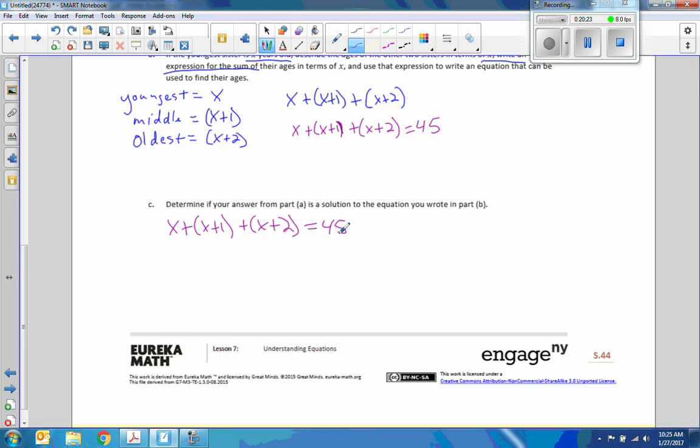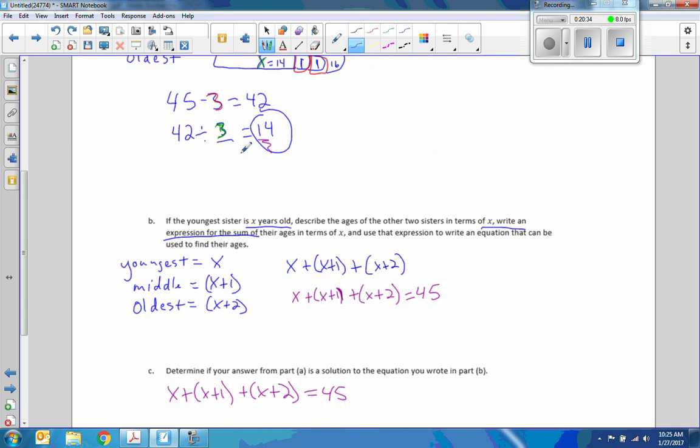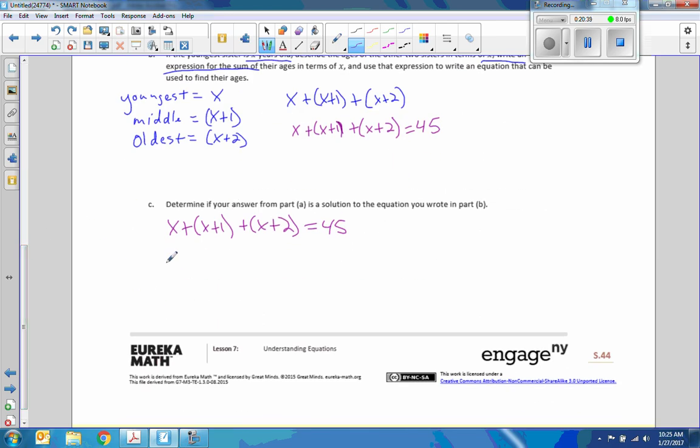So what they're saying is solve this equation for x and see if it is in fact true. So we now know that x equals 14. Okay, so we've got an answer of 14. Now let's just check to see if that's true. We're going to substitute in 14 for this x, 14 for this x, and 14 for this x.